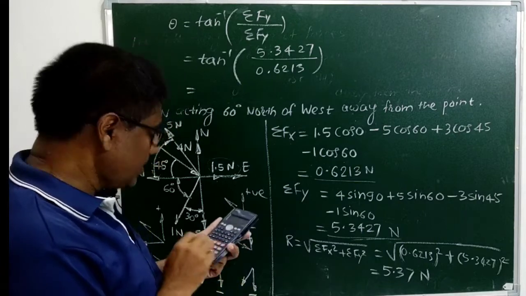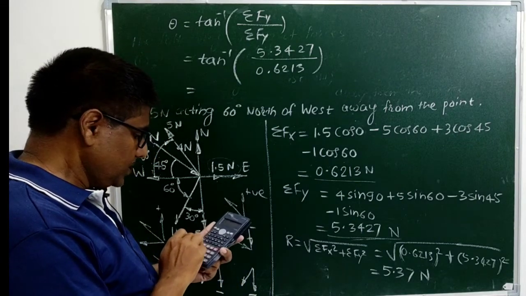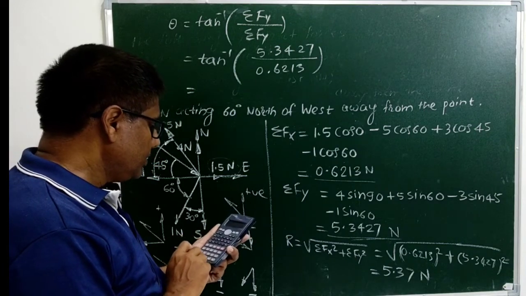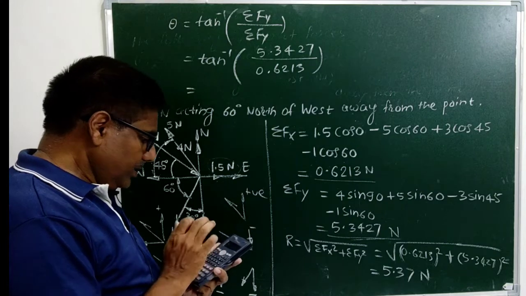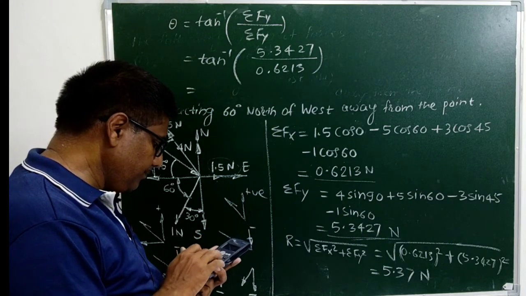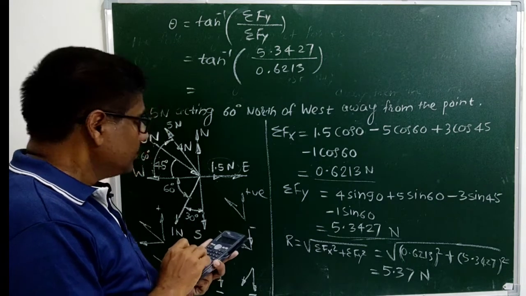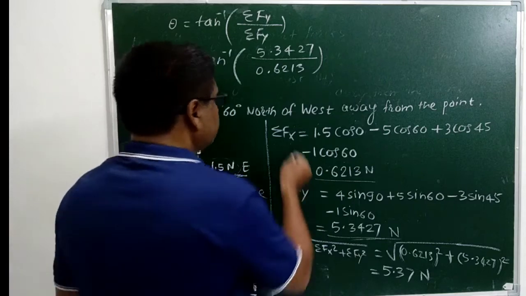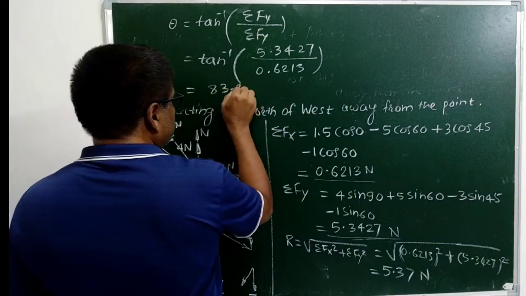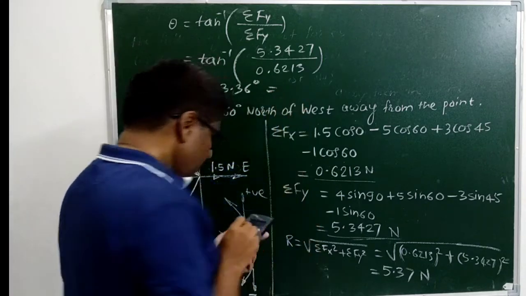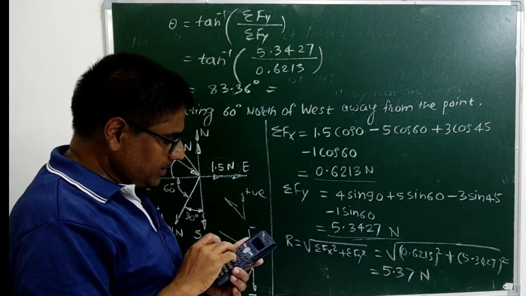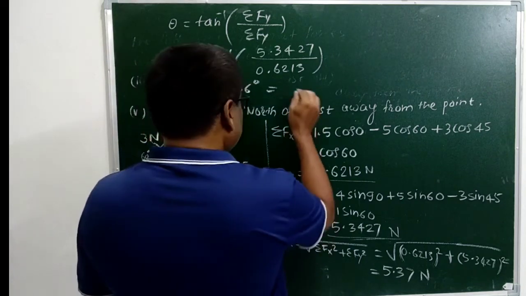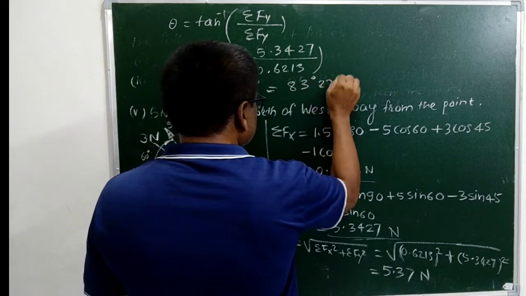let's find this value. 5.3427 upon 0.6213, and then the inverse tan of this answer is equal to 83.36 degrees. If you write it in degrees and minutes, it will be 83 degrees 22 minutes. 83 degrees 22 minutes.